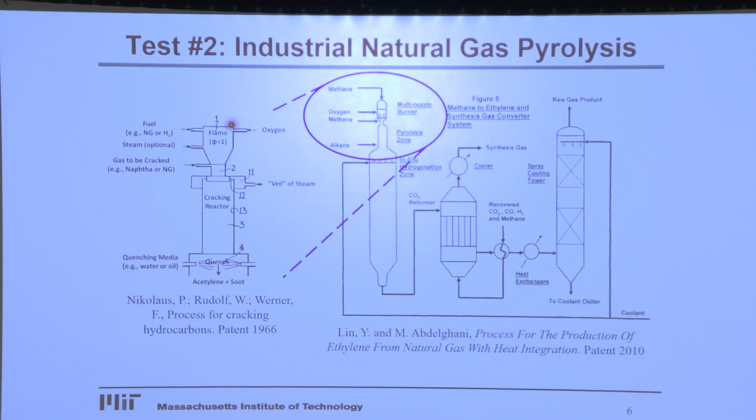The key part for our purposes is this first part. We have this very hot flame that's an oxy flame of the fuel. And then we have squirting in some gas to be cracked. And we have the cracking reactor. And then typically what they do is they squirt water or oil on top of this hot gas coming out of the reactor to very rapidly cool it.